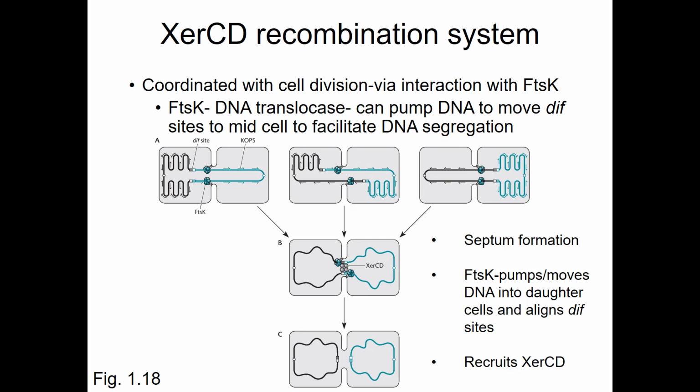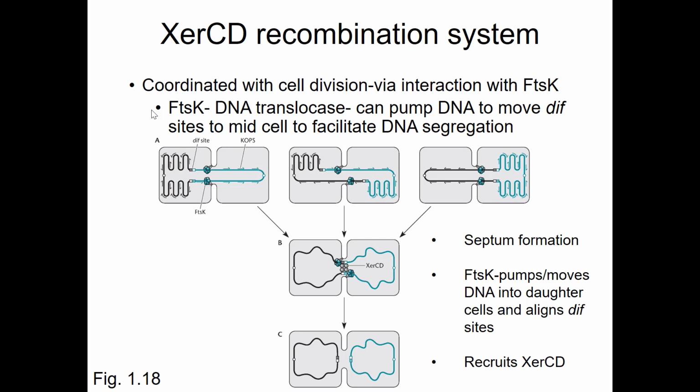So the XerCD recombination system is coordinated with cell division through a protein called FtsK. FtsK is a DNA translocase. That means it can pump DNA to move or align the dif sites to mid-cell. And this facilitates DNA segregation.